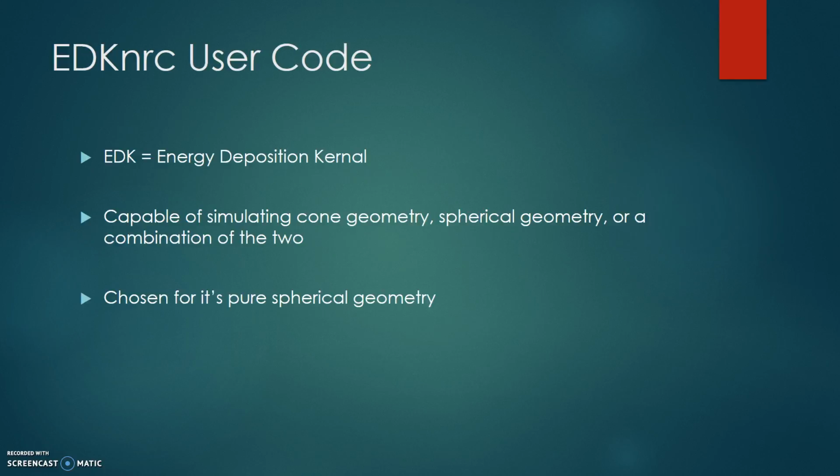The EGS user code I chose for my simulations was EDKnrc. EDK stands for Energy Deposition Kernel. Although the main purpose of this code was to calculate energy deposition kernels in addition to doses for cone geometry, spherical geometry, or a combination of the two, I only used it for dose distribution in a spherical geometry.